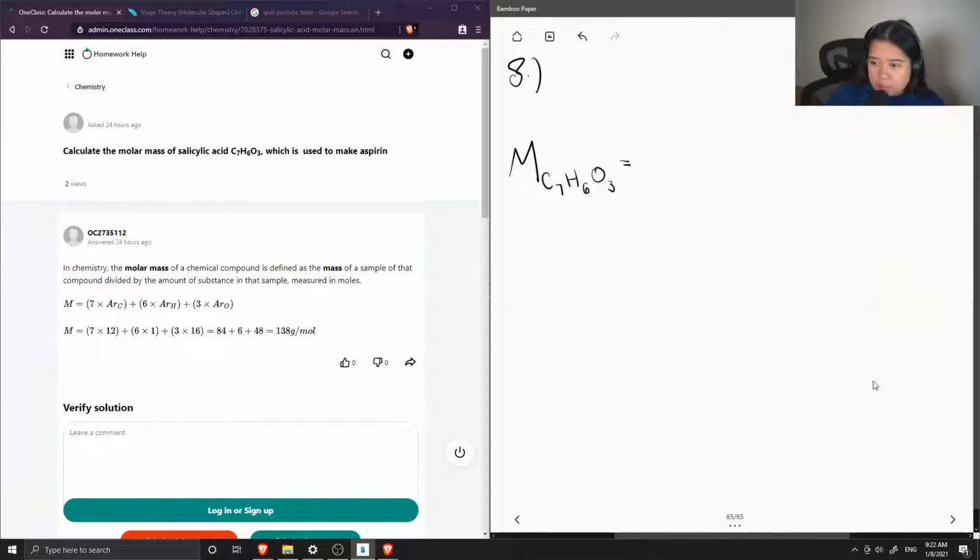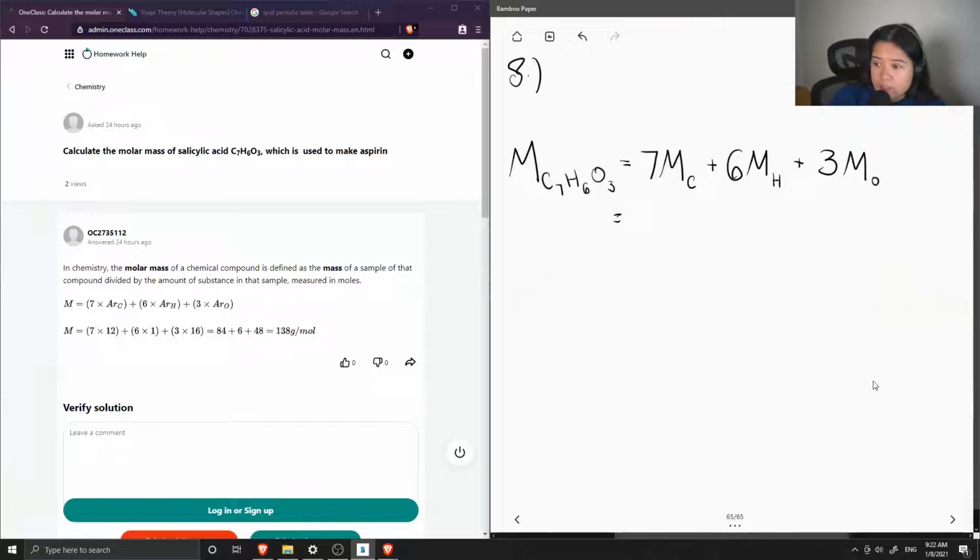So to find out the total mass of salicylic acid, we would need all the different atomic masses of the different atoms involved in the molecule. All of the atomic masses of these atoms can be found on the periodic table. And to find the total molar mass, it's going to be 7 times the molar mass of carbon plus 6 times the molar mass of hydrogen plus 3 times the molar mass of oxygen.